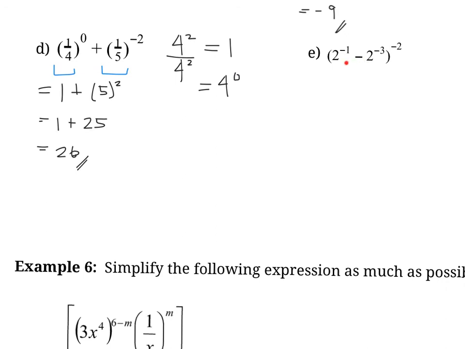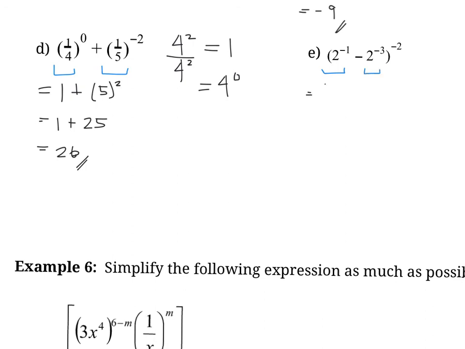In looking at the next example here, it is so tempting to take 2 to the power of negative 1 to the power of negative 2 and 2 to the power of negative 3 to the power of negative 2. But this is not a product. This is being subtracted. So there's nothing that tells us that we have to distribute that in there. So instead, we're just going to again deal with each of these terms separately. Deal with the 2 to the power of negative 1, deal with the 2 to the power of negative 3, and then go from there.